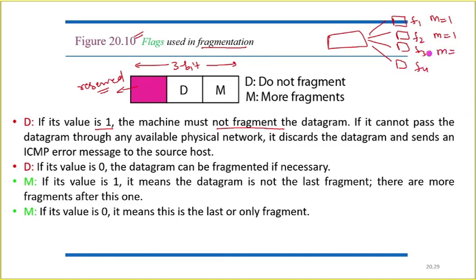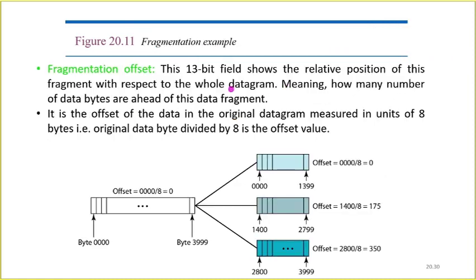Here also the M value will be 1 because one more fragment is there. At the last fragment, the M value will be 0, because after that there is no fragment left to send. This is the value of M. This flag, in terms of the D and M bits, indicates whether fragmentation is required or can be done, and if a fragment is done, whether there are any more fragments remaining or not. So this is what D and M indicate.